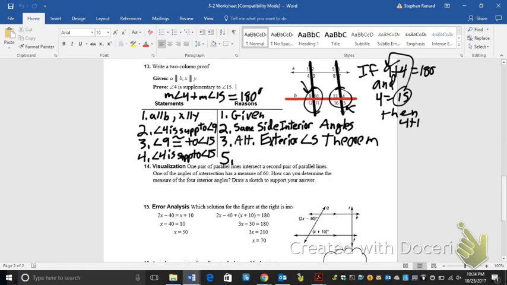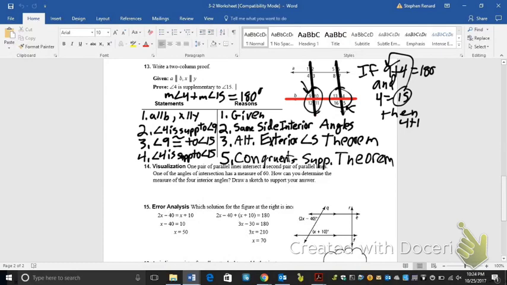the congruent supplements theorem actually says that if 2 angles are supplements to the same angle, then they are congruent to each other. And we're using the converse of that, so we're flipping it around. And we're saying that if 2 angles are congruent, 9 and 15, then they must be supplements to the same angle. So, like any good definition, it is true forward and it is true backwards.